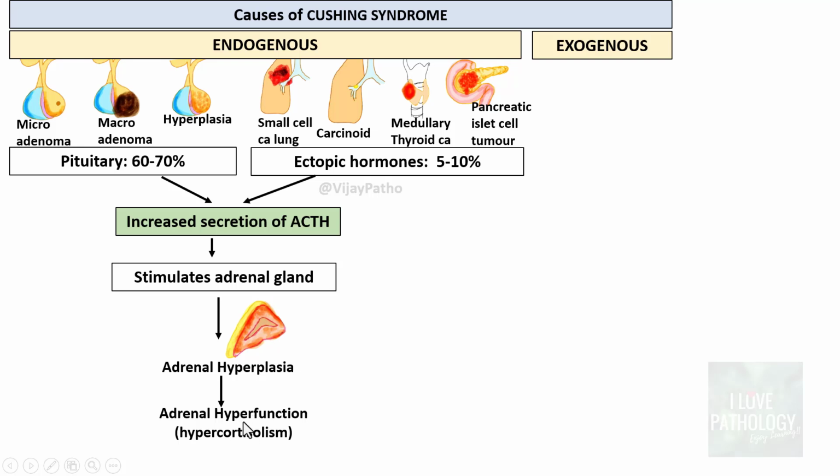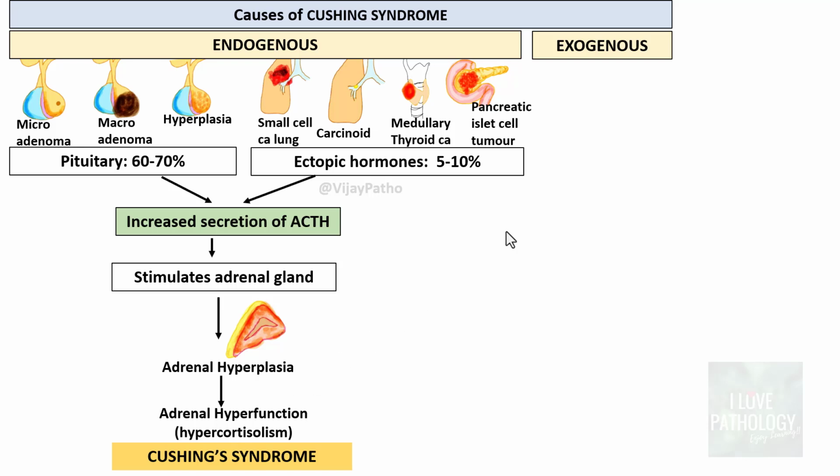That leads to adrenal hyperfunction. Okay, that adrenal hyperfunction leading on to hypercortisolism. Adrenal hyperfunction can be an increase in mineralocorticoids, an increase in glucocorticoids, or even an increase in sex steroids. But in today's session, we are looking at hypercortisolism alone, right? Hypercortisolism, adrenal hyperfunction, this is called Cushing's syndrome.